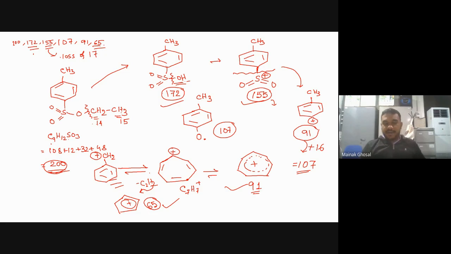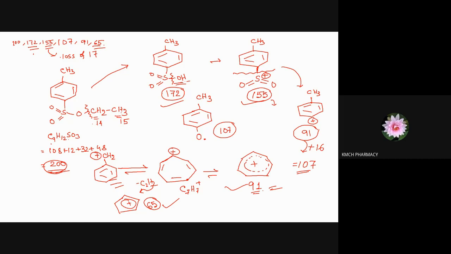So for any kind of benzylic ring, if you see a 91 peak, another 65 m/z peak, you are definitely sure that there is a chance of this benzylic. So I have two doubts. You mentioned 107. Where will the positive charge be here for this 107?